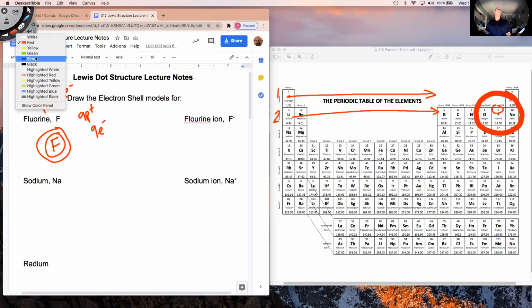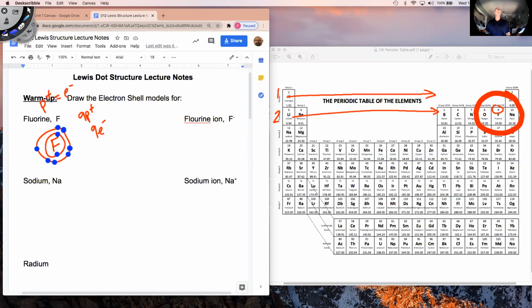So let me change the color on that. 1, 2, and then 1, 2, 3, 4, 5, 6, 7. Because 2 plus 7 equals 9. And so that is our 9 electrons. So this is the shell model for fluorine.